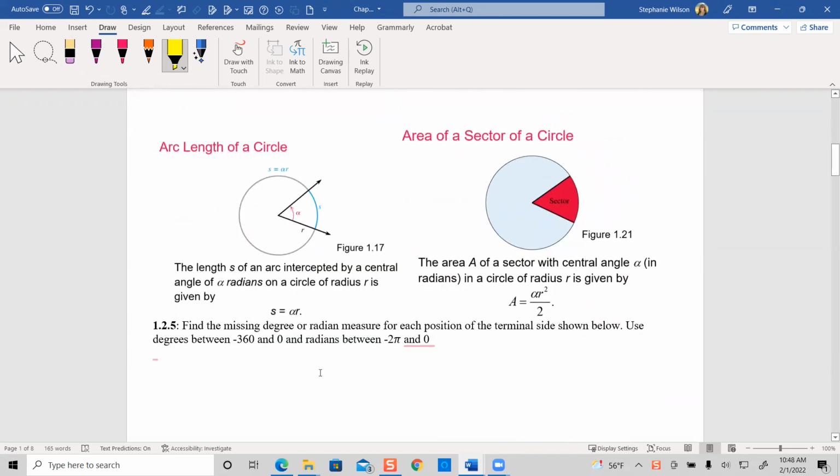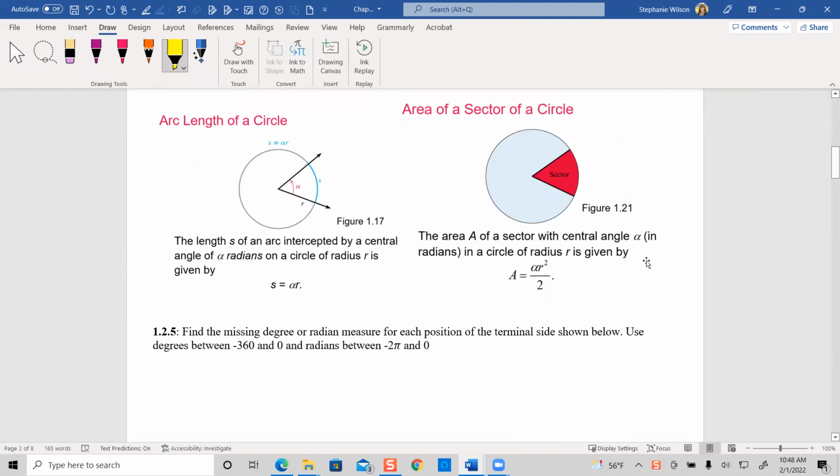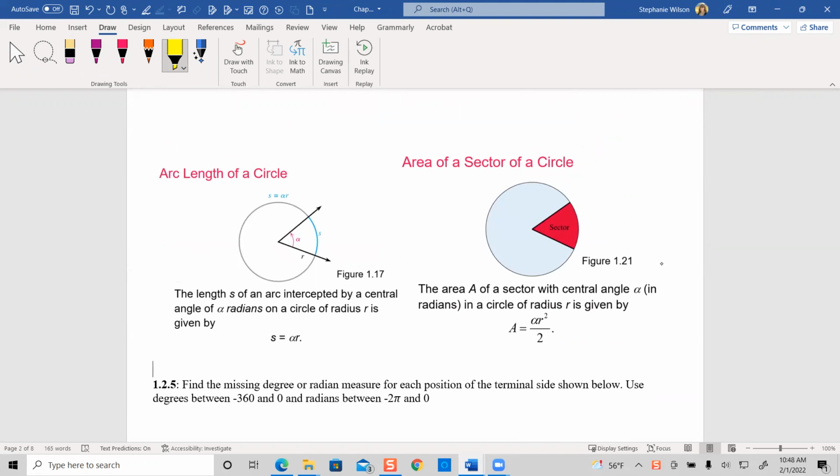So an arc length of a circle. Whenever we're talking about arc length of a circle, we have the length S. Here's our arc length of the circle, and it's intercepted by a central angle of alpha radians on the circle, and the radius R. So the radius R on here, we can see that it goes from here to here. Here is our formula for solving for the arc length of a circle.